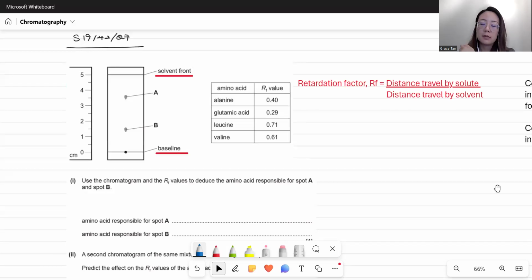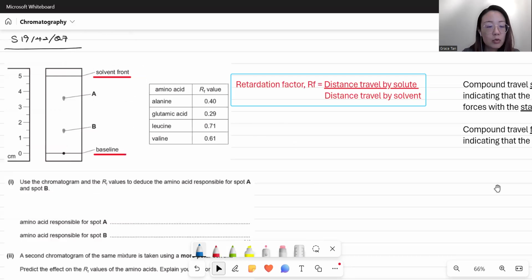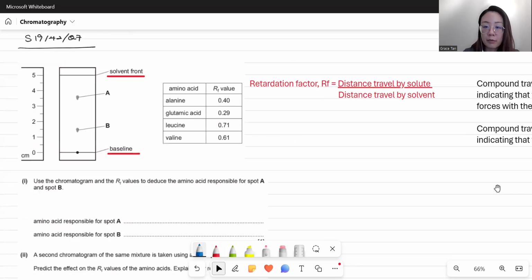RF value is called the retardation factor. It is defined as the distance traveled by the solute, which is your compound, divided by the distance traveled by the solvent. Now, do you understand why we need to have a baseline and solvent front? Because the distance traveled by the solvent is this distance, which is 5 centimeter. So the question later on, the distance traveled by the solvent is 5 cm. Okay, now then, the distance traveled by your solute.